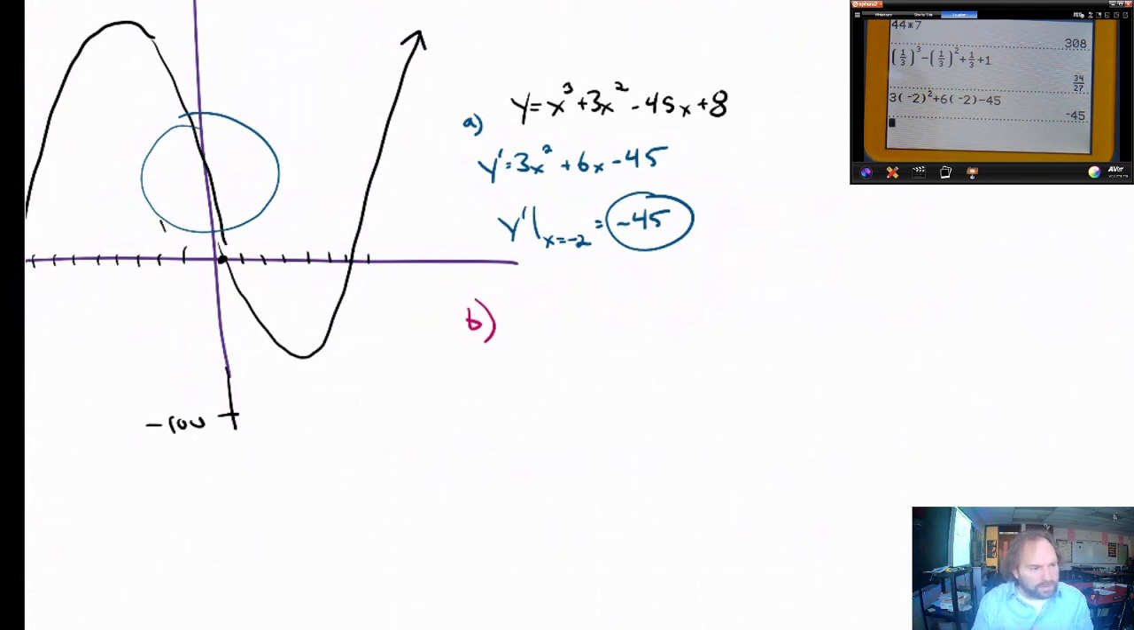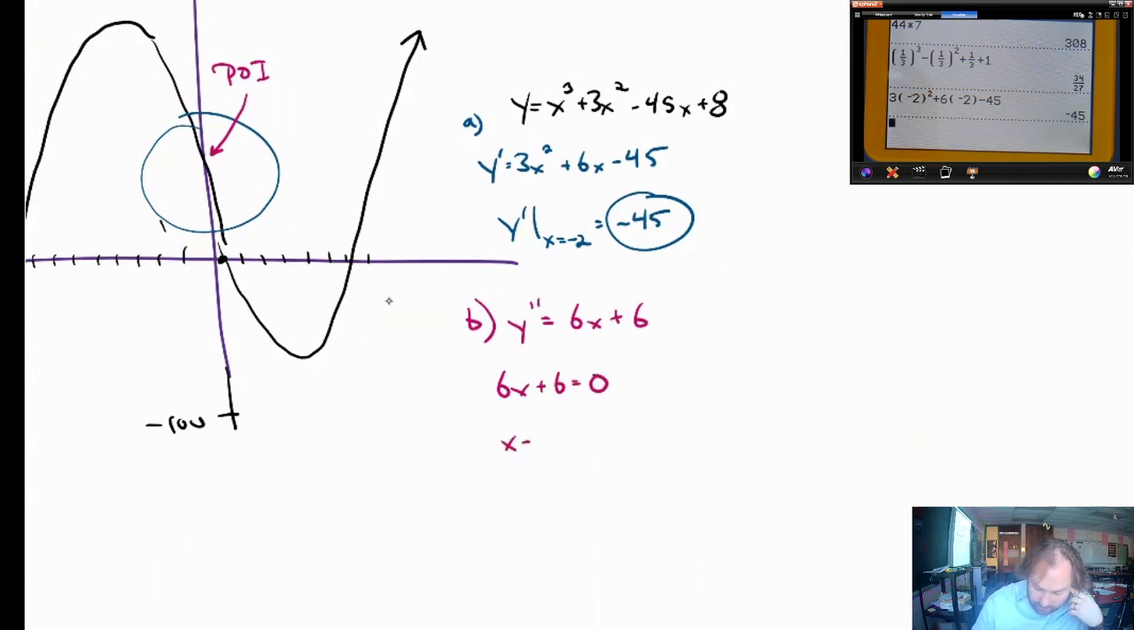Where is the slope the steepest? So let's go to the second derivative, y double prime. That will be 6x plus 6. It's actually really simple. What we're looking for is where that concavity shifts, because at this point of inflection, right there, that's where the steepest possible negative slope will be. So 6x plus 6 equals 0 when x is equal to negative 1.